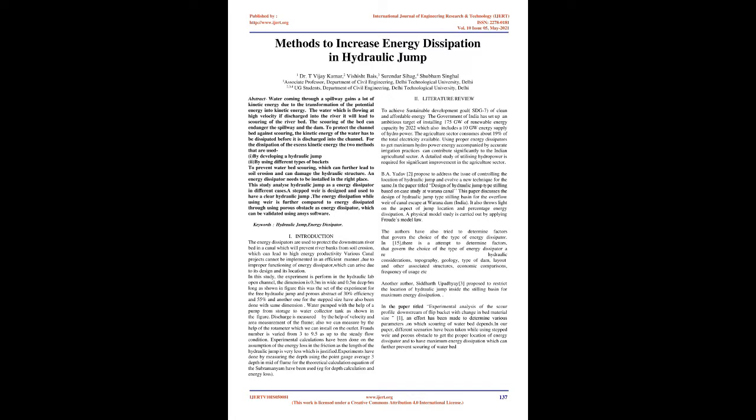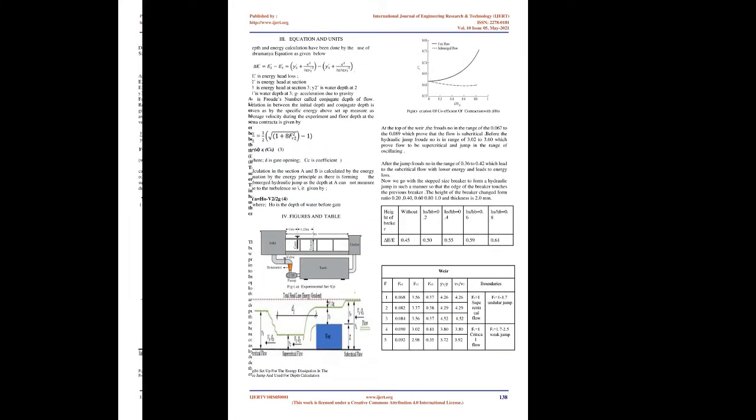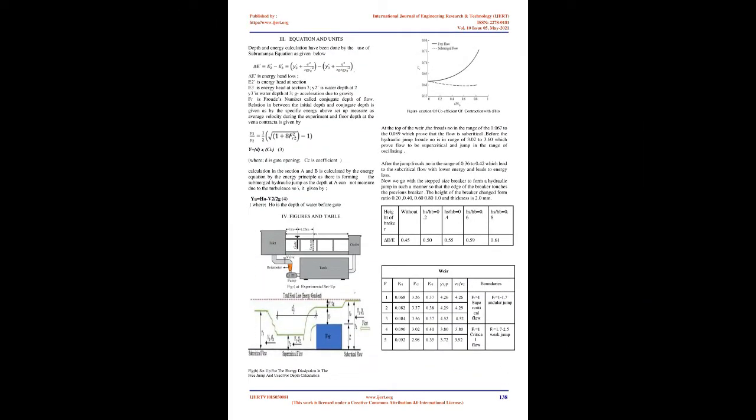In this study, the experiment is performed in the hydraulic lab open channel. The dimensions are 0.3 m wide, 0.5 m deep and 6 m long, as shown in the figure. This was the setup for the free hydraulic jump and porous obstacle of 30% and 55% efficiency, and another one for the step size has also been done with the same dimensions.